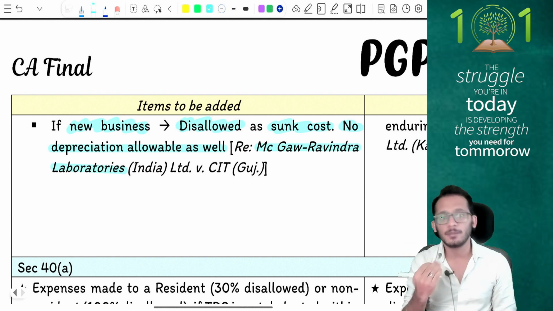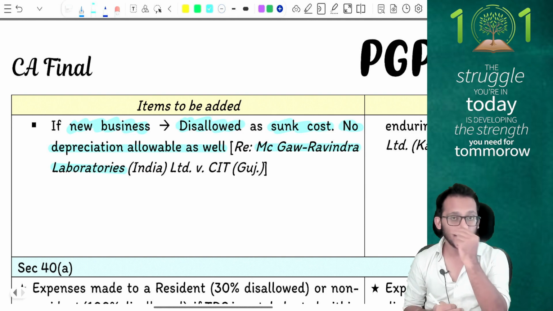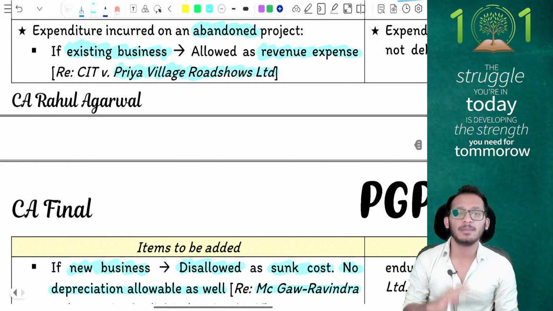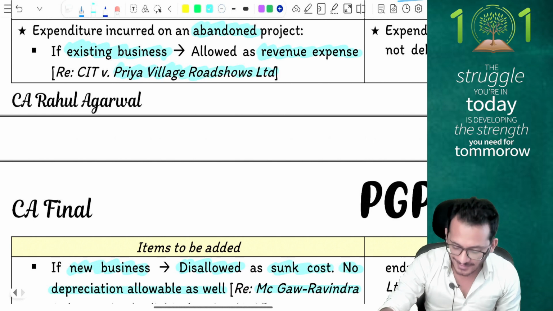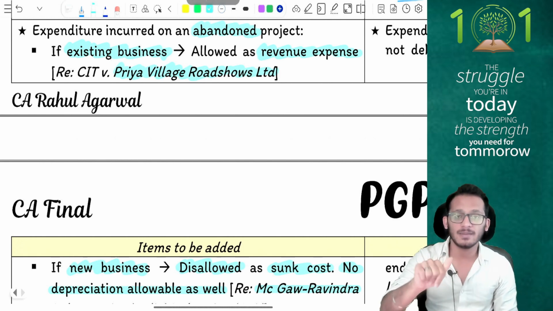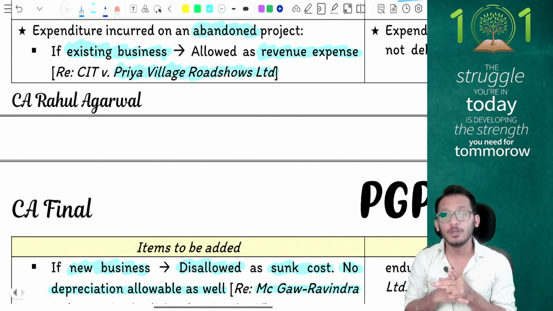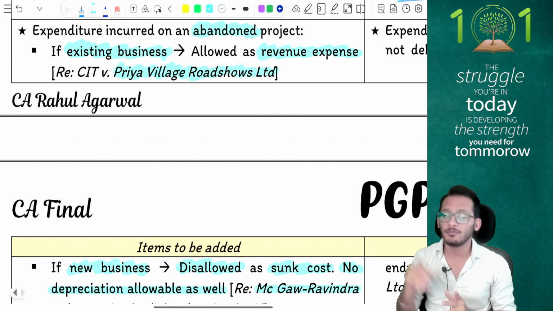McGraw-Ravindra Laboratories is not part of your syllabus, people. However, ICAI on multiple occasions has tested this question and people end up quoting Priya Village Roadshows and claiming it as a deduction. Please don't do that. Notice carefully that if the abandoned project is from an existing business, I have a P&L in my hand and therefore I can claim it as a deduction. It will be called a revenue expense. But if it is a new business, then I don't have a P&L in my hand for that business.